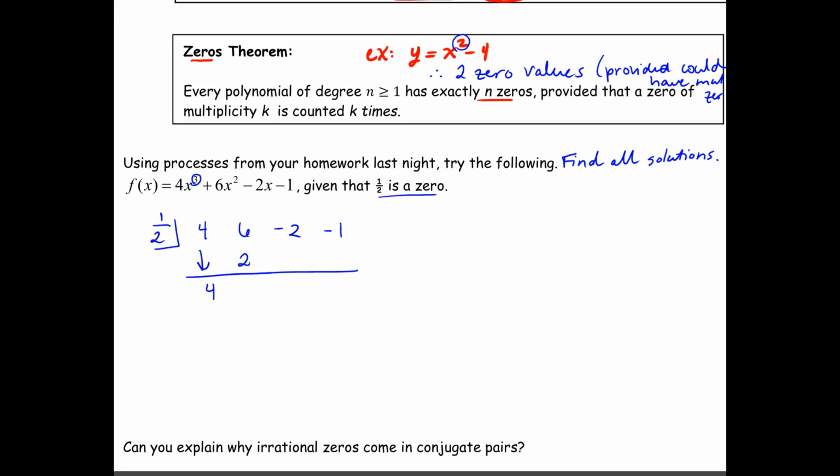Add straight down. 6 plus 2 is 8. Half of 8 is 4. Add straight down. -2 plus 4 is 2. Half of 2 is 1. Add straight down, and that comes out to be 0.